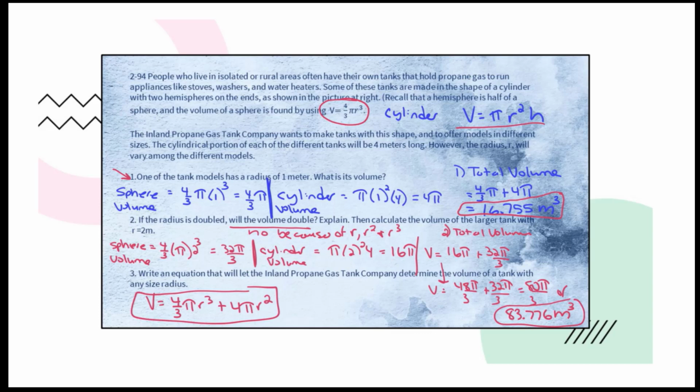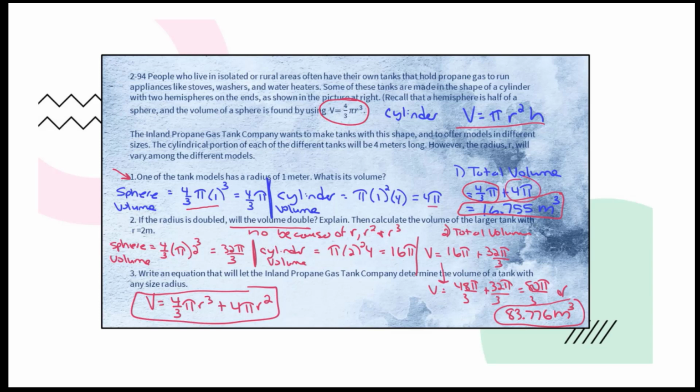Well, that's kind of easy when you plug in the information to the formula. So we've got 4/3 times pi times 1 cubed. Well, that's just 4/3 pi, which you'll see down here, kind of important. And then on the cylinder, you have pi times the radius squared, which is 1 times 4. So it's 4 pi, and that's here.